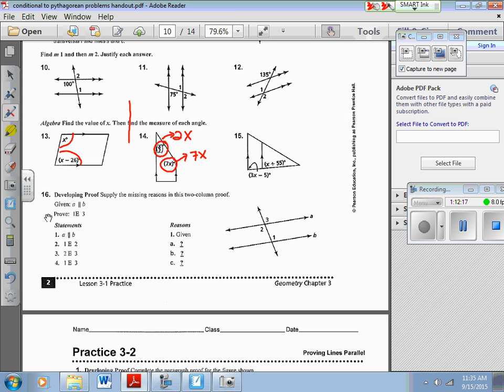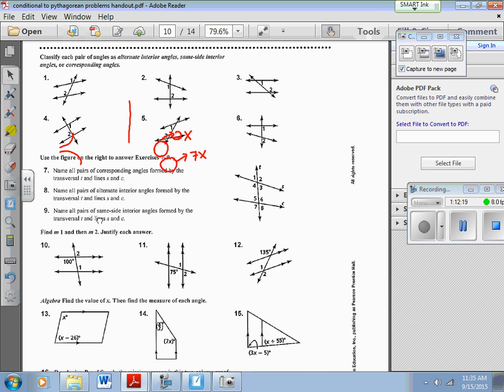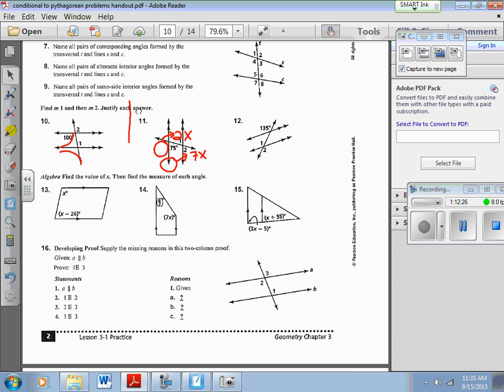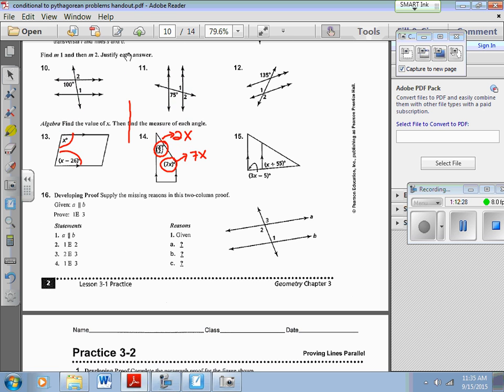I'll start using these terms. Are they alternating? They're same side interiors. They're on the same side and they're interior angles. So what do you know about same side interior angles? Add up to 180.